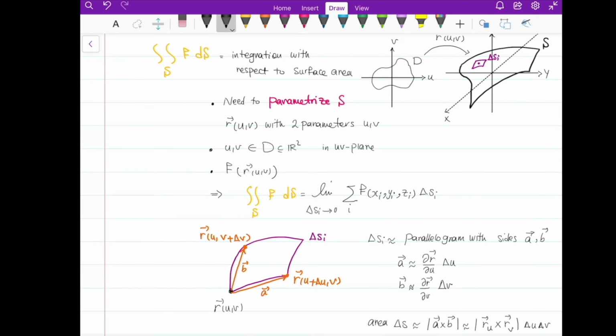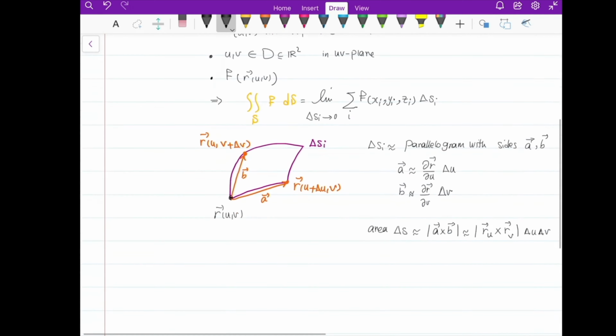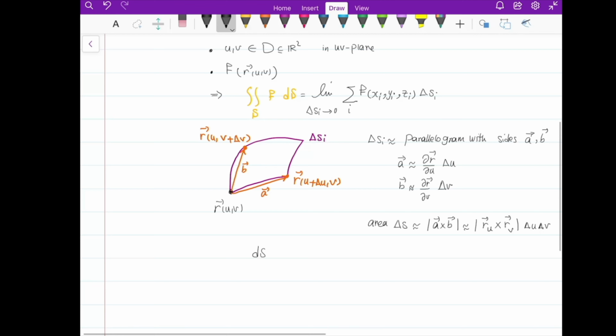And then I'm going to take the limit. So when I take the limit, I have dS, which is the length of R_u cross product with R_v, and then du dv. Perfect, I calculated dS.